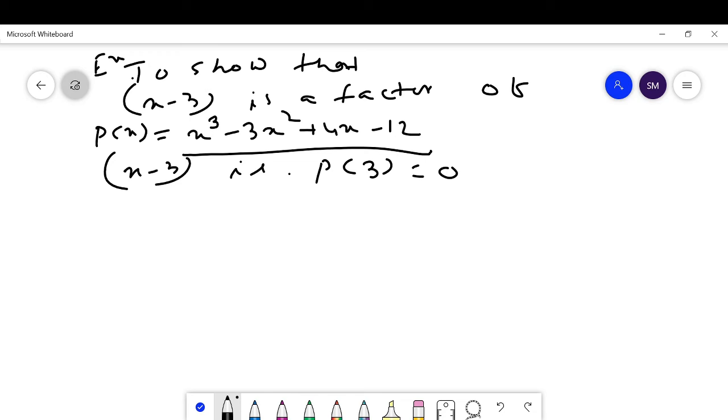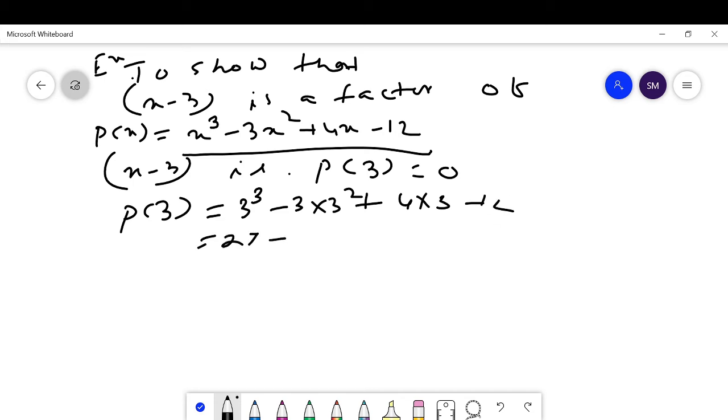Here x minus 3 is the factor of the given p(x), then x minus 3 is the factor. This implies p(3) is equal to 0. Then let us find what is p(3). Here p(3) is 3 cube minus 3 into 3 square plus 4 into 3 minus 12. This is 27 minus 27 plus 12 minus 12, which is equal to 0.